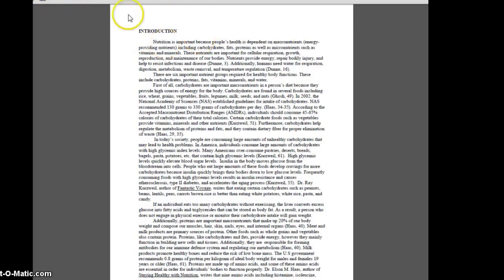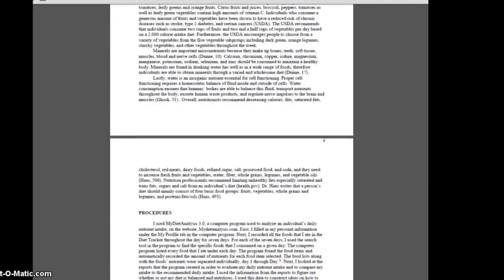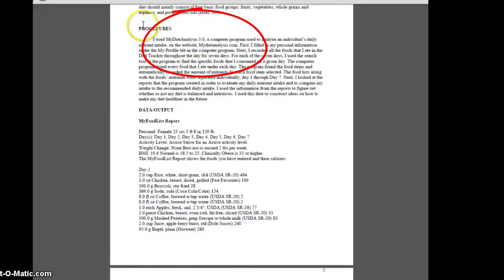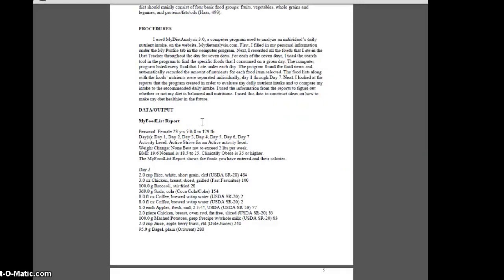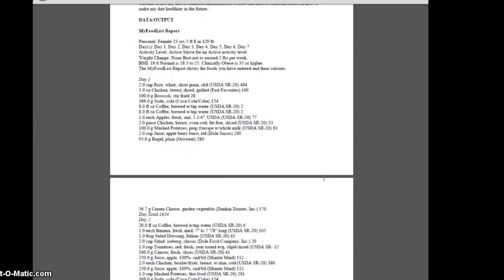The introduction needs to be spelled out with a heading, and after the introduction you should have what we call a procedure. What did you do? Give me a description, in your own words, of what you did. Then you can have the data output. This person put my food list in there, but you can say please refer to the appendix, and cut and paste all your data into the appendix. Or if the files become too big, you can separate it out and say please look at my data file for the 5 reports, and list the reports you want to include. You don't necessarily have to do what she did. You can say these are the 5 reports, please see the attached file.